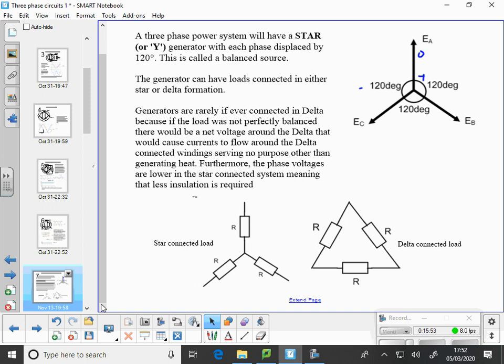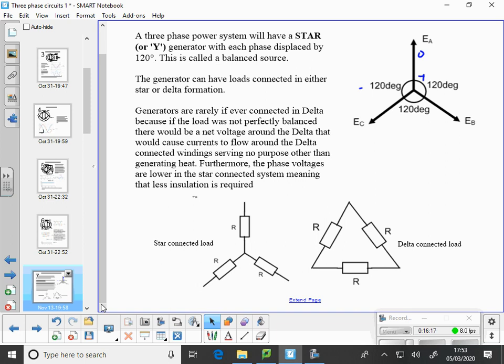So a star connected load we'd draw like so. The one on the left, a delta connected load, is drawn like a triangle. You can see if you turn that one up the other way, that's the American Y connected. They do call that one delta.